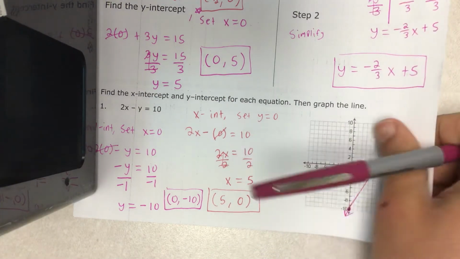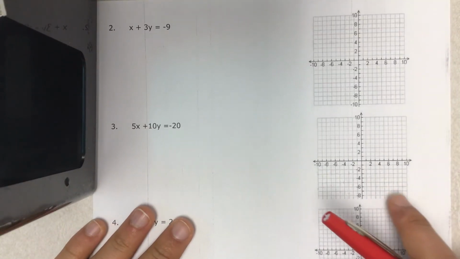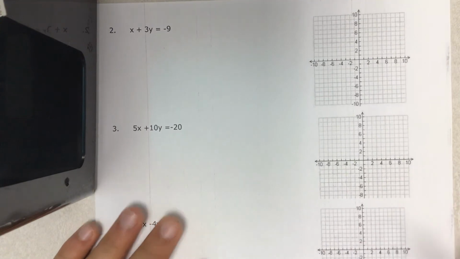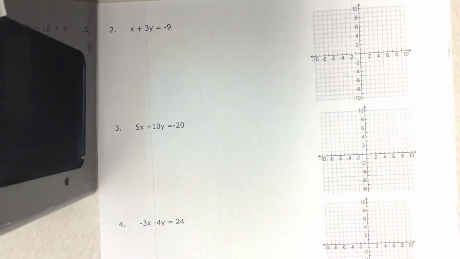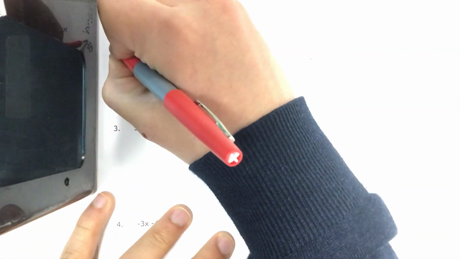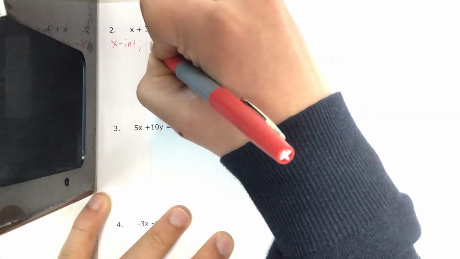Okay, so let's go to the second page. We'll do a few more here. So on number 2, example 2, we have x plus 3y equals -9. Okay, so same thing, x and y intercepts, right? So for number 2, let's find the x-intercept first. We'll do it under here, doesn't matter.